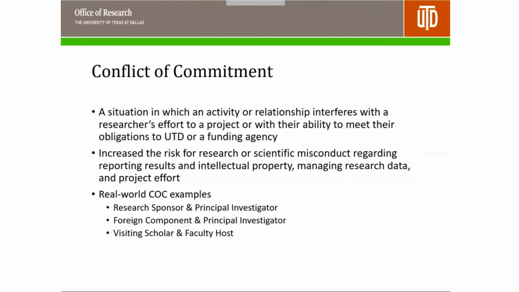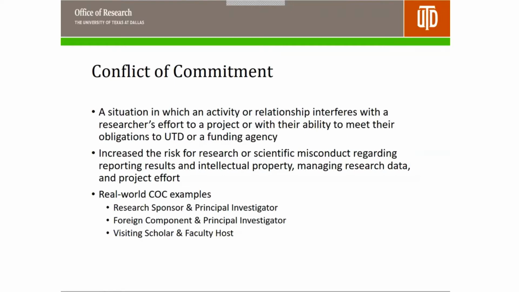Conflict of commitment can also arise in terms of managing access to research data and sharing pre-publication research data outside of the project personnel, or sharing it in a way that reduces the investment that the U.S. federal government has made in that research project.